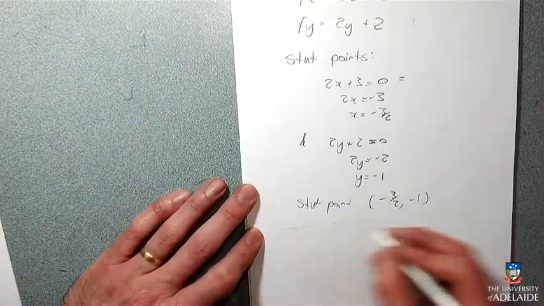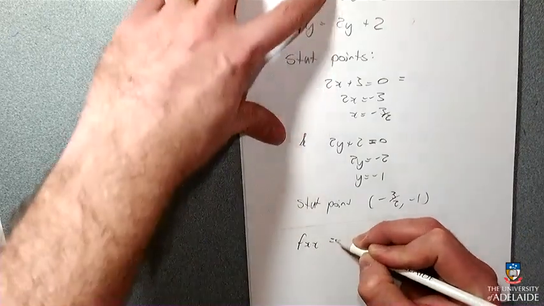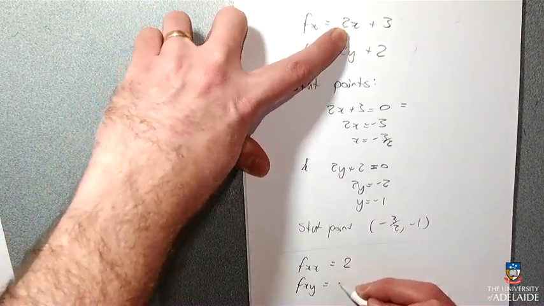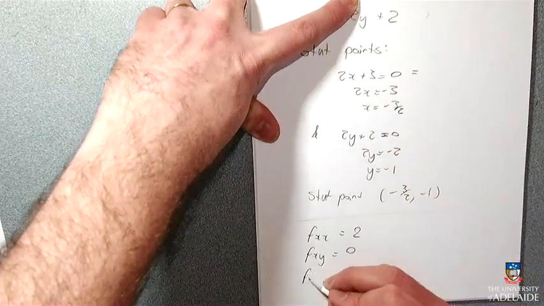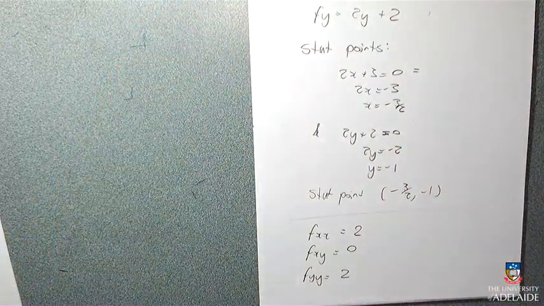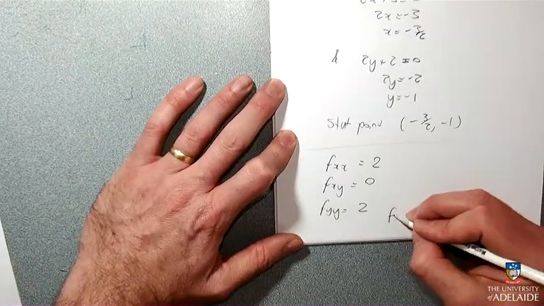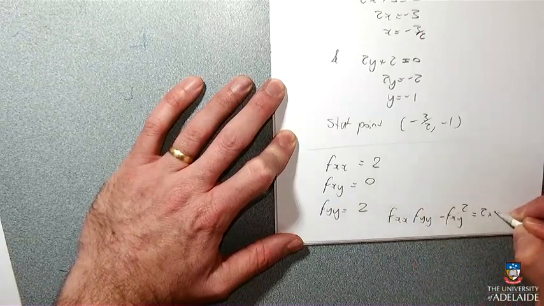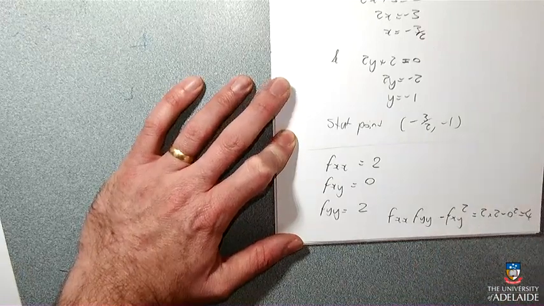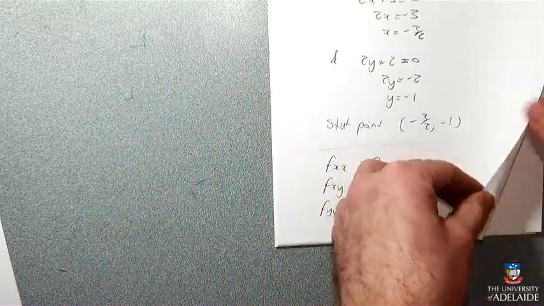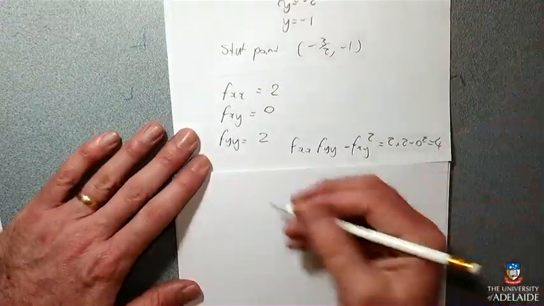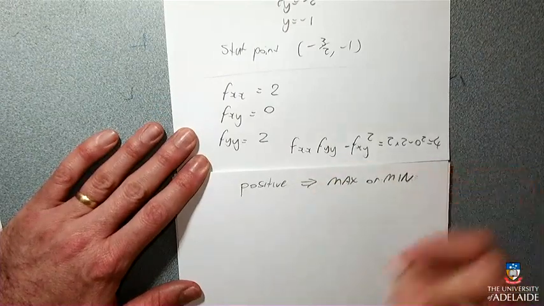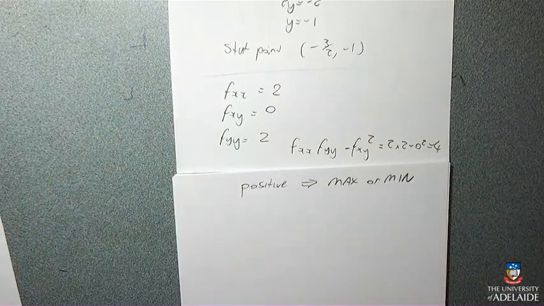So now I can do my second derivatives. f_xx is 2. f_xy is, well, 0 because there's no y's in that at all. And f_yy is also 2. And so f_xx times f_yy minus f_xy squared is 2 times 2 minus 0 squared, which is 4. And because that's positive, it's either a maximum or a minimum, and then we go and have a look at what f_xx or f_yy is.